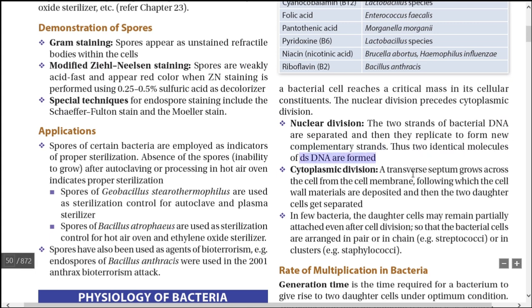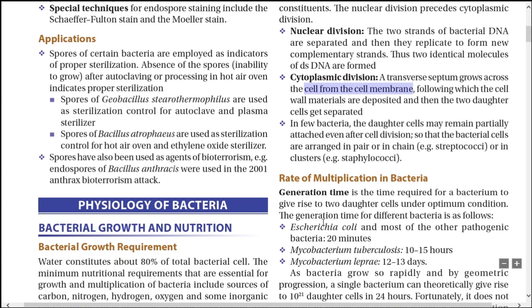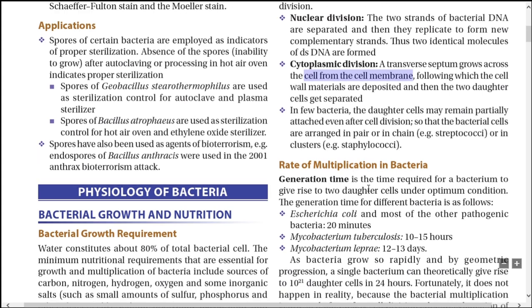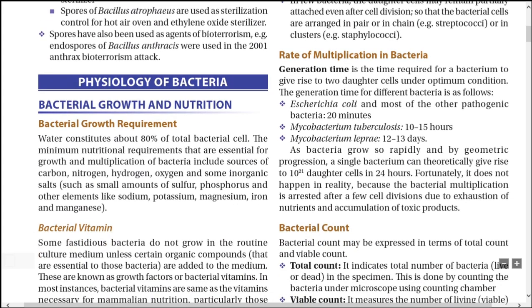In cytoplasmic division, the transverse septum grows across the cell from the cell membrane, following which the cell wall materials are deposited and the two daughter cells get separated. Daughter cells may remain partially detached even after cell division. They may be arranged in pairs or in chains like streptococci, or in clusters like staphylococci. Next, let us see the rate of multiplication in bacteria.